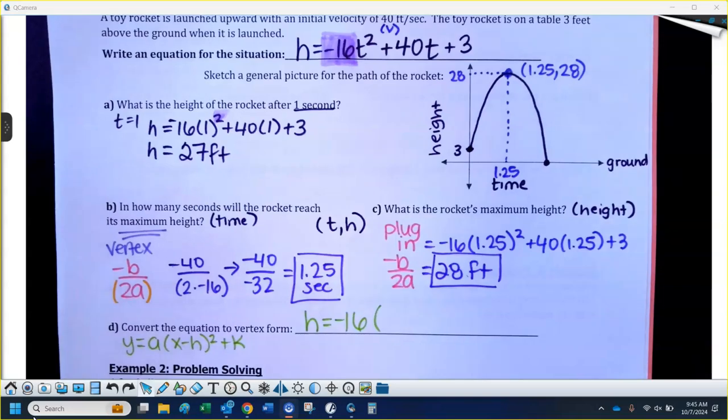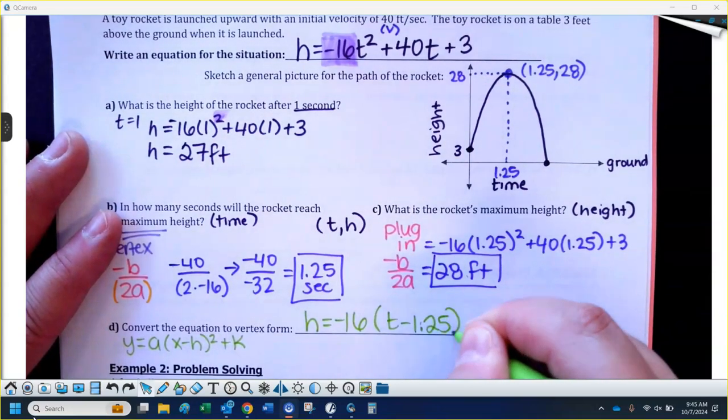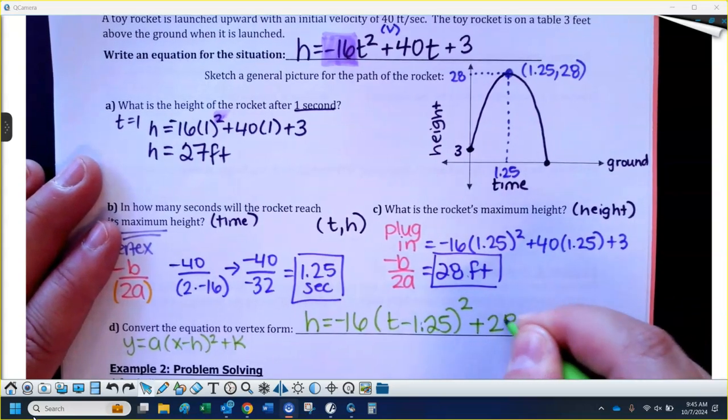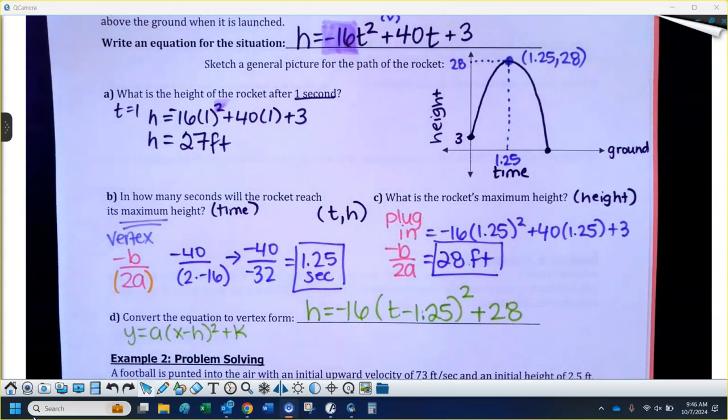Now, in the parentheses, instead of writing x, I'm just going to write t, because we're talking about the time here. And I just need to grab the x coordinate of the vertex, which is what we did in part B, that 1.25. So it'd be minus 1.25. Don't forget to square that, because that's what gives you the quadratic. And then outside of that goes the y coordinate of the vertex. That was our answer for part C, which was the 28. And that's all you have to do. If you have the vertex, you grab the a value from that original standard form equation, but then you just plug the vertex in for your h and k. Does anybody have a question?